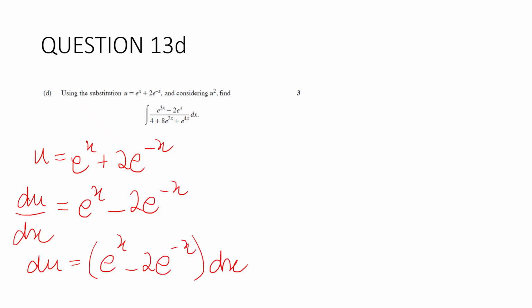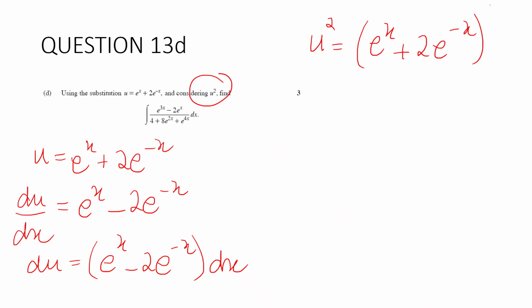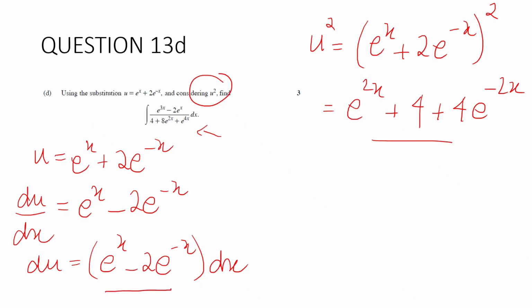Now they've given us a clue. They said consider u squared, which is e to the x plus 2e to the negative x all squared, which is e to the 2x plus 2 times e to the x times 2 times e to the negative x, which is 4, plus 4e to the negative 2x. Now if we have a look at this, it doesn't look anything like that or that. In fact, we've got all positive powers. So I'm going to start this question by doing a really sneaky thing.